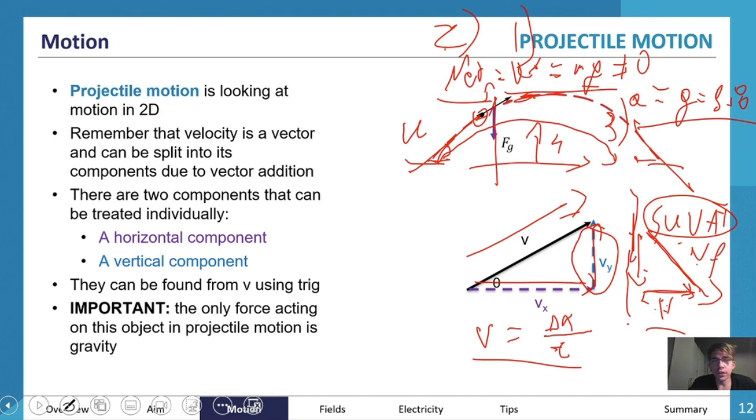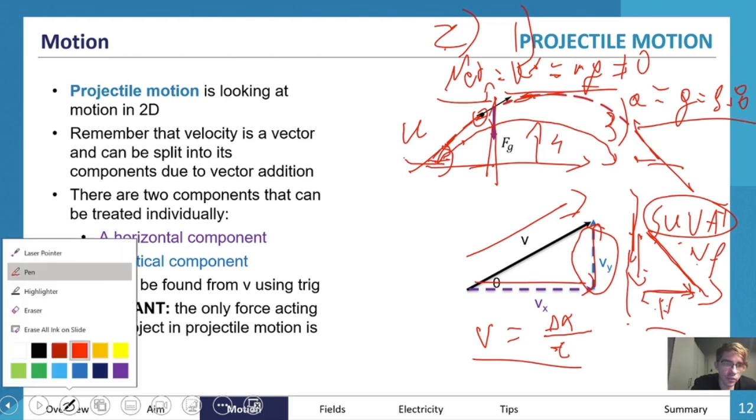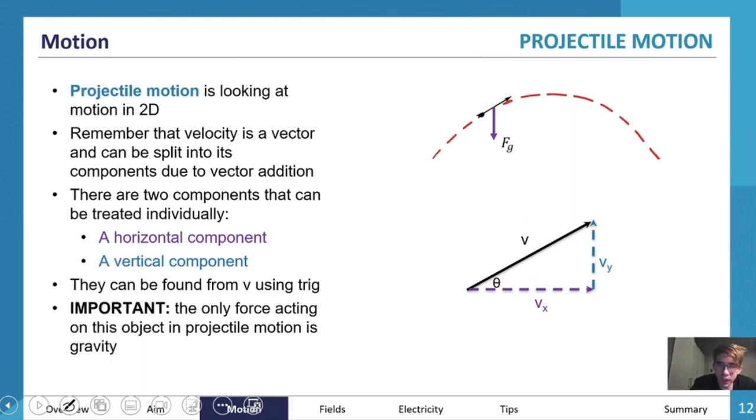But how do you find, and you'll learn a bunch of formulas, but how do you find horizontal and vertical velocity given the initial velocity and given an angle? Well, if you are given an angle theta, let me clear it up a little bit. If you are given an angle theta, and this is the initial velocity, how do you find horizontal and vertical velocity?